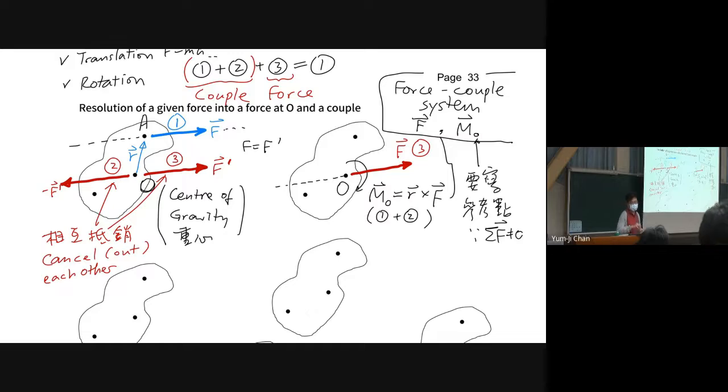Remember, for a force couple system, we have two parts. We have F and we have MO. And if I ask you in the midterm examination to determine a force couple system, remember we have F and we have MO here. We have two parts to the answer.